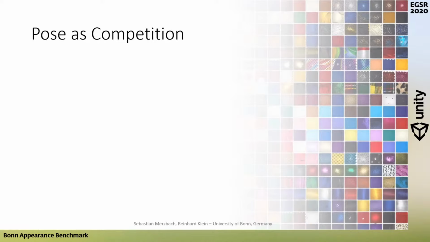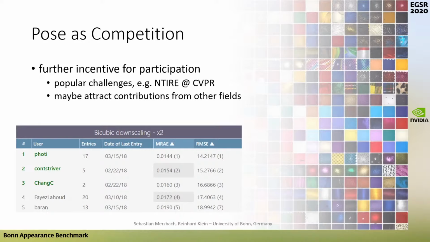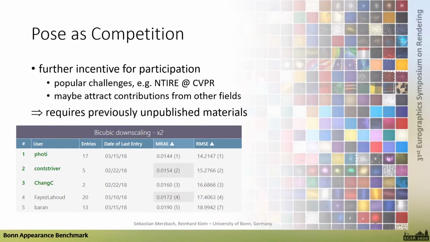Furthermore, we would like to pose the benchmark as a competition. Such competitions have grown popular during the last years. See, for example, the entire super resolution and spectral reconstruction challenges at CVPR. Here our motivation is to attract further attention, potentially even from other fields. To create a fair competition setting, we need to ensure to build it on previously unpublished data.